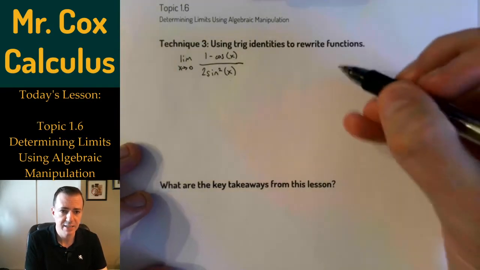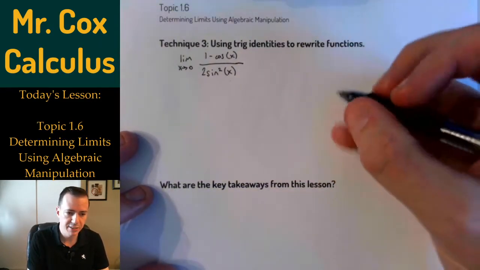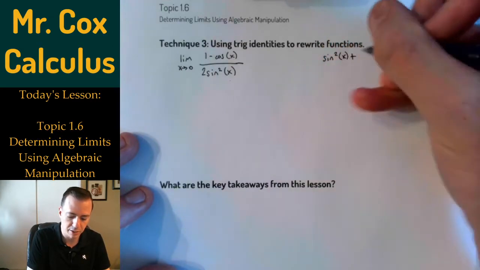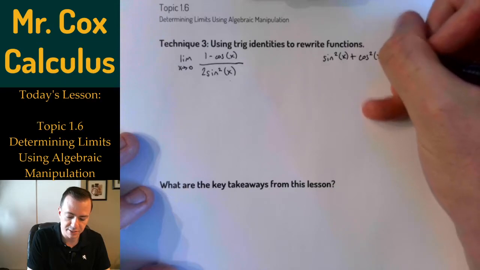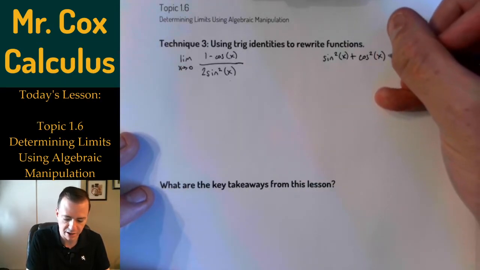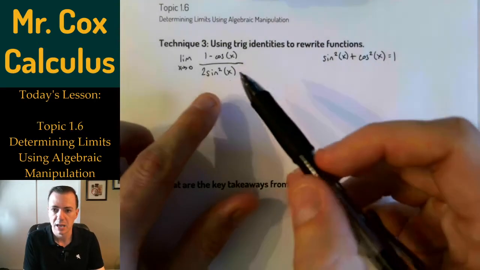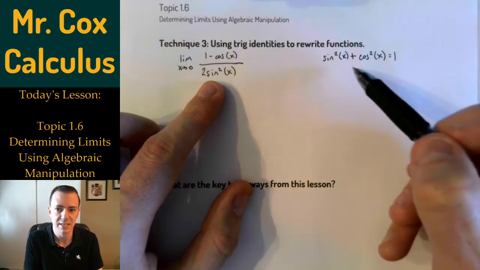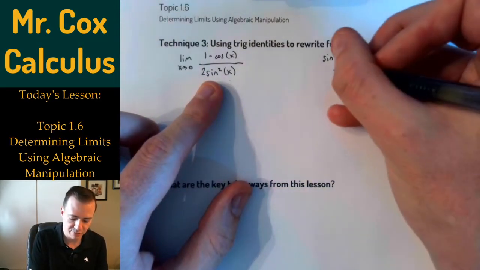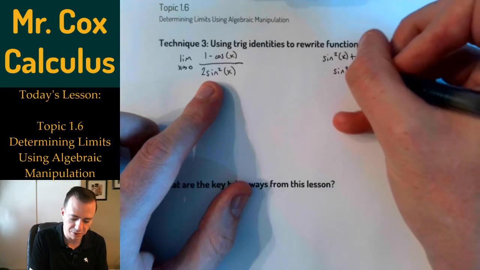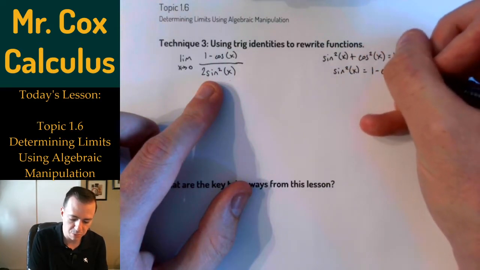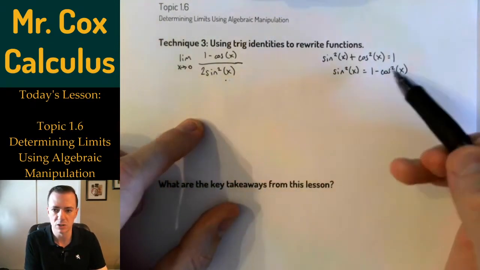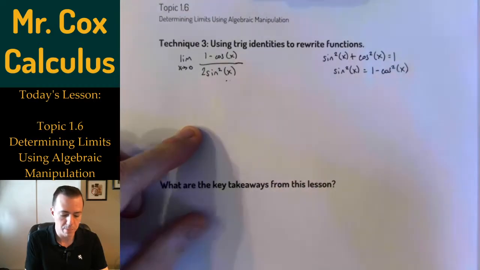And the trig identity that we want to use here is probably the major one to make sure you know, and that's the Pythagorean trig identity that says the sine squared of x plus the cosine squared of x is equal to 1. And what I want to do right now is take the sine squared of x and rewrite it using this identity. And just some very simple subtracting the cosine squared of x over gives me 1 minus the cosine squared of x.